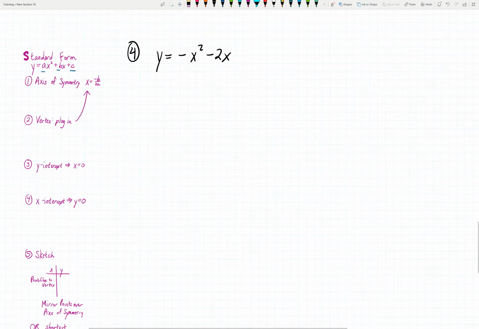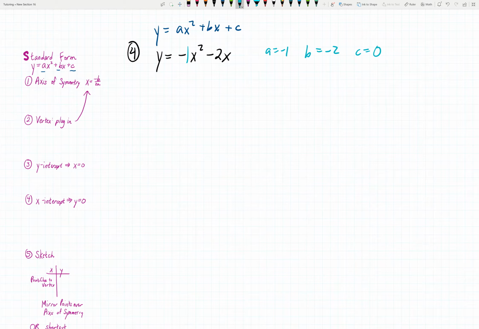Let's do it again. So we've got standard form y equals ax squared plus bx plus c. So I can tell in this one that my a is -1. I'm just too lazy to write that 1. My b is what's in front of the x, so my b is -2. And the c, there's no constant term here, so my c is 0.